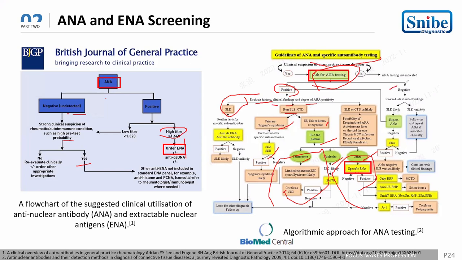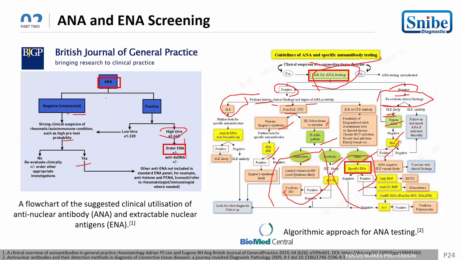Then if the ANA testing is negative, you have to re-evaluate the clinical findings because your direction for the diagnosis is not in the right direction, because they have a negative feedback. If SLE is likely, then repeat ANA. If the repeat ANA is again negative, then go for an SSA testing.